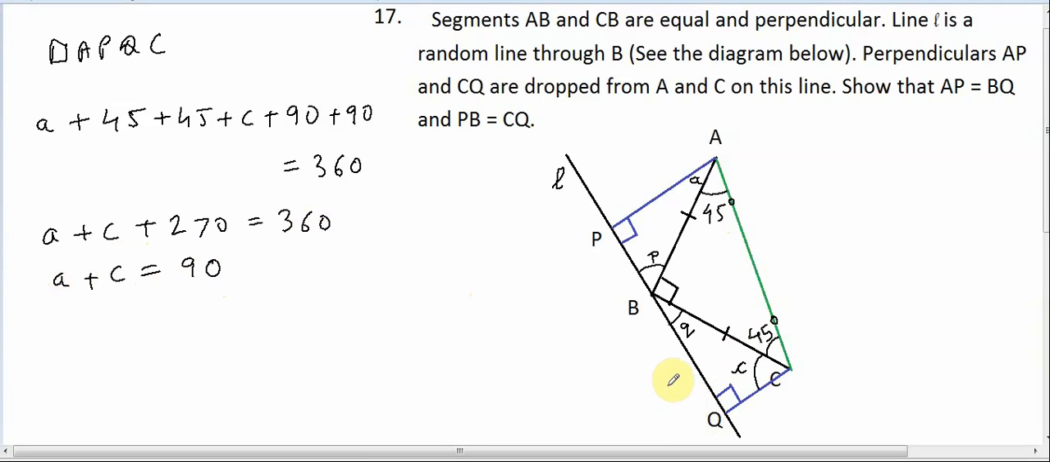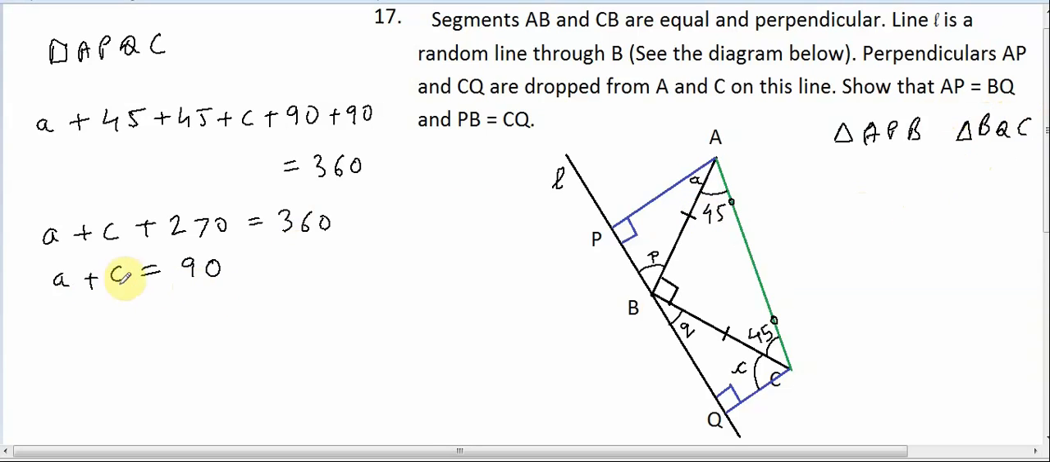By the way, how we are going to show this is true is by showing triangle APB and triangle BQC are congruent. These two triangles are congruent is what we are going to show, and our task follows.